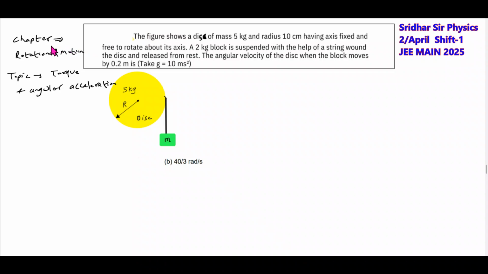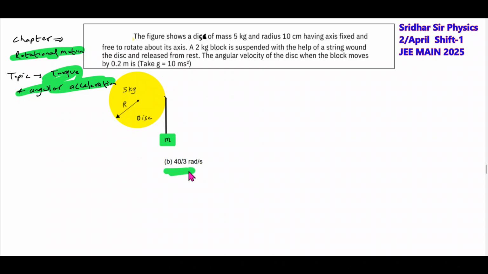The chapter name is rotational motion, and the topic is torque and angular acceleration. Now let me read the question. The figure shows a disk of mass 5 kg and radius 10 cm, with its axis fixed and free to rotate about this axis. A 2 kg block is suspended with the help of a string wound on the disk, released from rest. We have to calculate the angular velocity of the disk when the block descends by 0.2 meter.